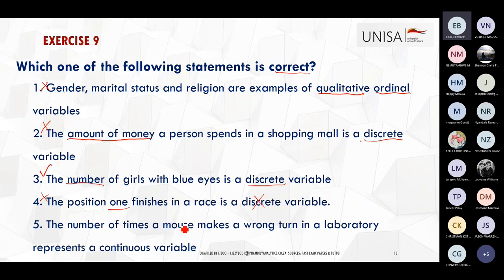The number of times a mouse makes a wrong turn in a laboratory is a continuous variable. No, because we can count, it goes one, two, three, four, so it should be discrete. So that will not be correct. The only correct answer here is option three. I know that it's very tricky, especially when we start talking about the types of variables and we also use the levels of measurement. You just need to be very cautious when you answer questions like that.